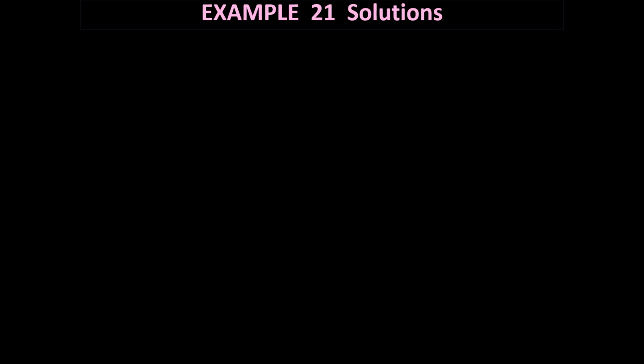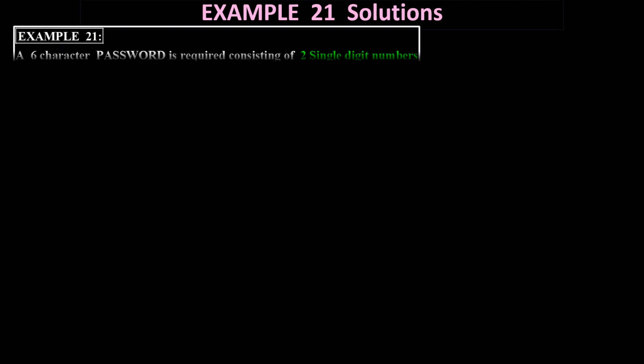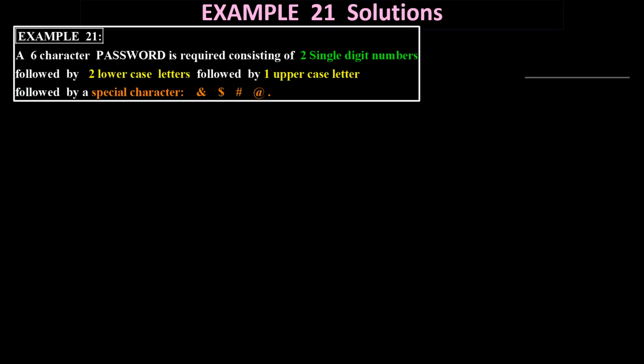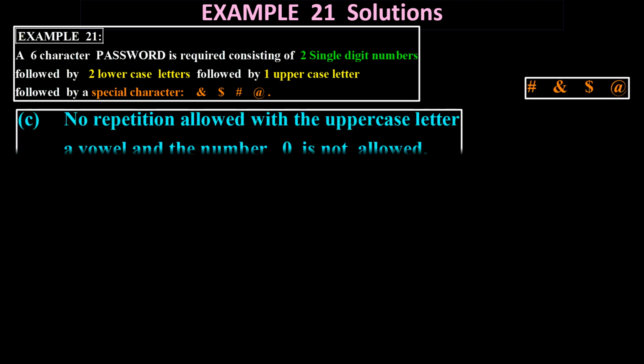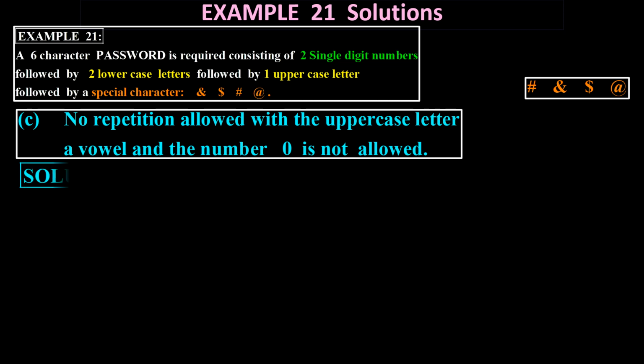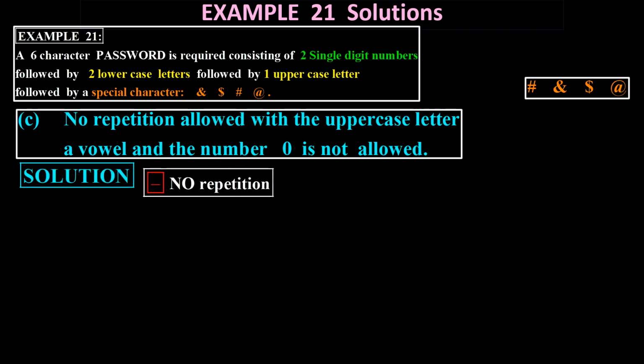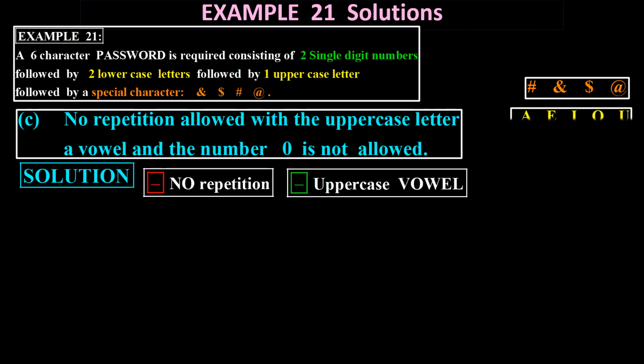Let's do the last question here. Last sub question. There's our given information. There's our characters. Let's just see what we have there. No repetition is allowed. So that's one of our restrictions there. Furthermore, they say the uppercase letter must be a vowel. What are the vowels? How many vowels are there? That's correct. There are 5 vowels, and those are the vowels A, E, I, O, U.